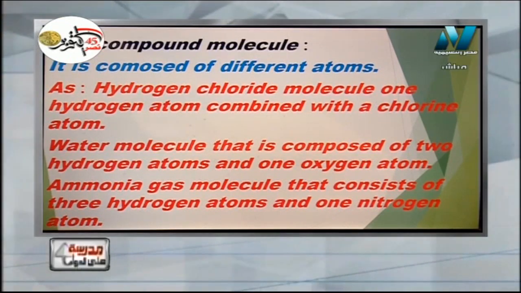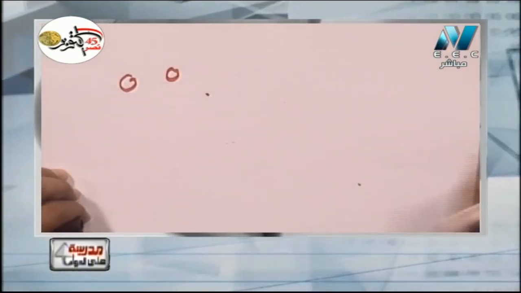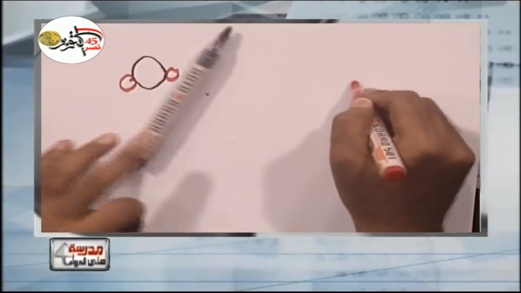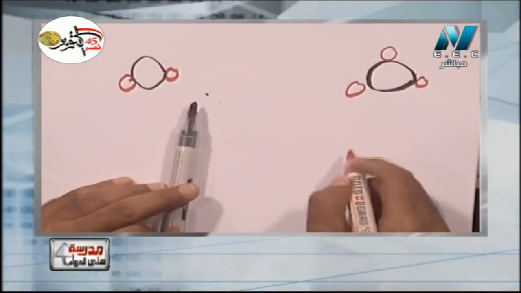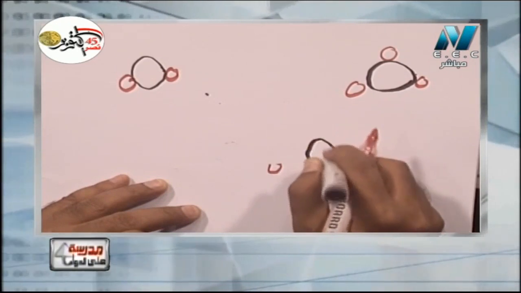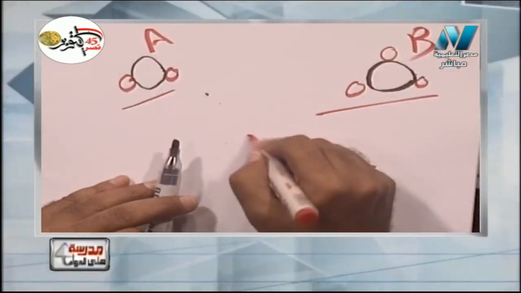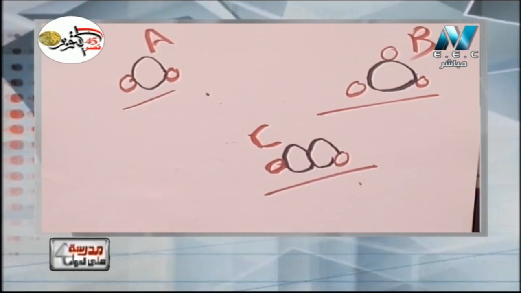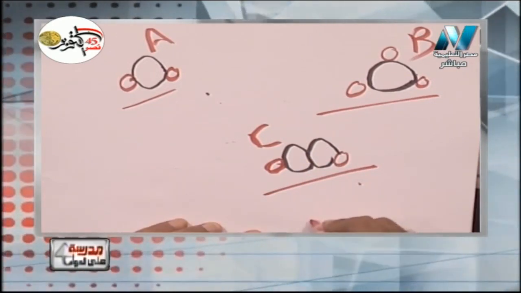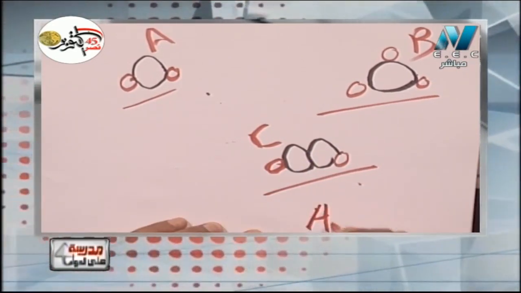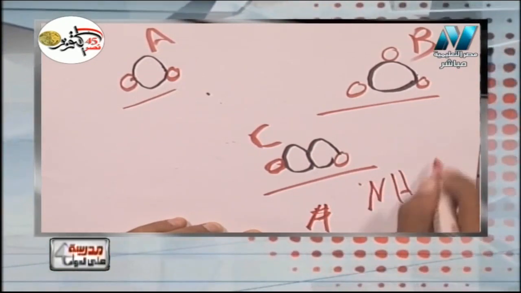So let's think together, my dear students, on this paper. This is number one. This is number two. This is number three. Which one of these diagrams represents the ammonia gas molecule? Ammonia gas molecule consists of just three hydrogen atoms and what? And one nitrogen atom, NH3.